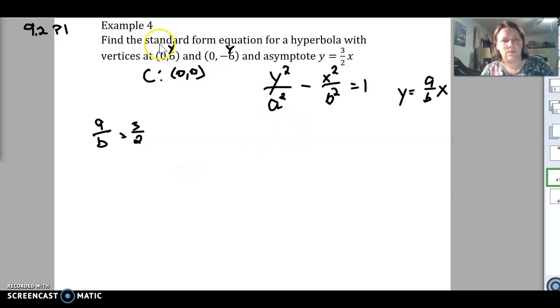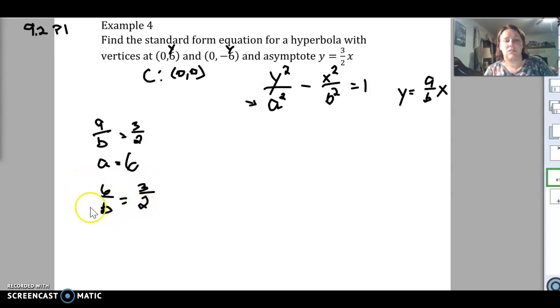Well, we also know from the information that they gave us on the vertices are a distance of a. So those vertices are given by this a value right here. So that means that a is equal to 6. So if we know a over b is equal to 3 over 2, and we know that a is equal to 6, let's plug that in and then we can solve for b. So now we know that 6 over b is equal to 3 over 2.